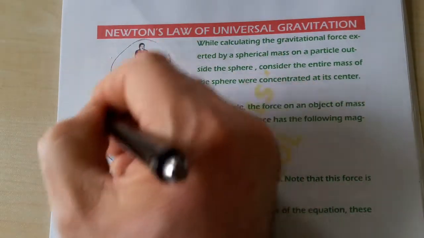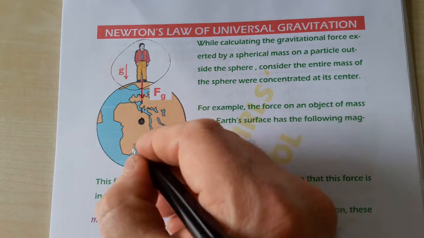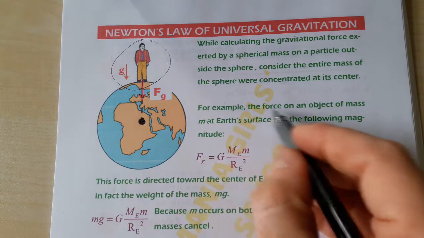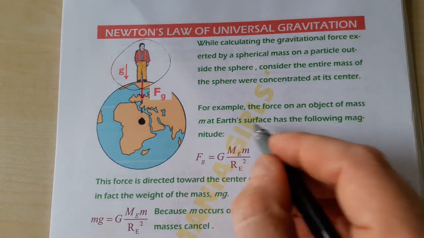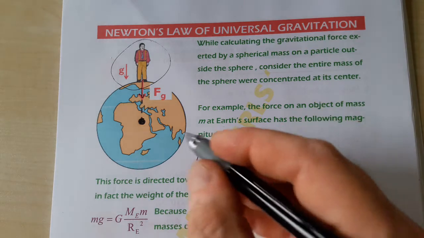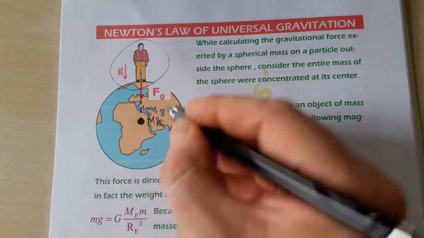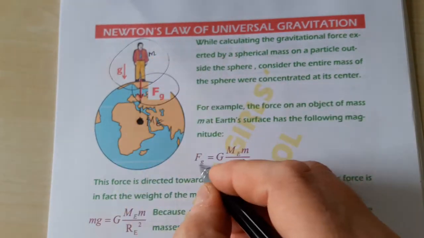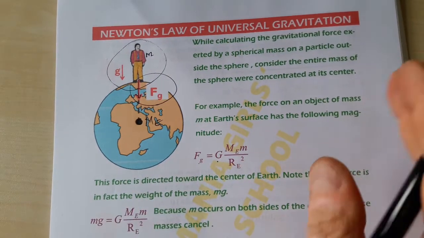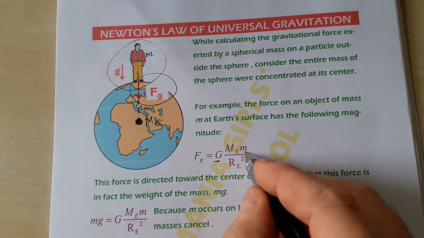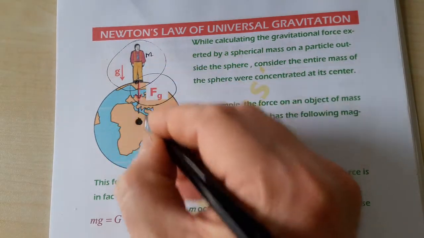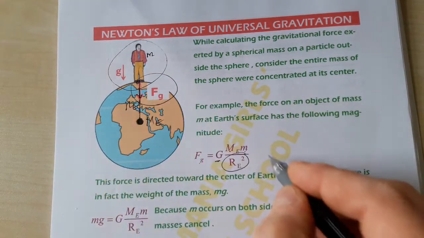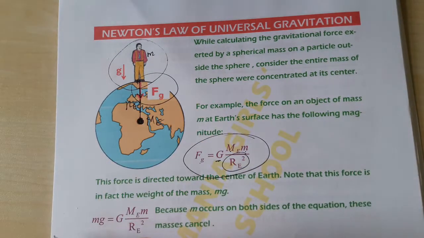Because Earth is so large, everywhere there is mass, but we will assume that all the mass of the Earth is concentrated at this point. So, for example, the force on an object of mass m at the Earth's surface has the following magnitude. Now we can calculate this. Mass of the Earth is at the center. This is the mass of the man, small m. So the force acting on the man, Fg, can be calculated by Newton's universal law of gravitation: G, mass of Earth times mass of man divided by the distance between the man and the center of the Earth, which is the radius of the Earth, Re. So this is one way to calculate the force acting on your body.